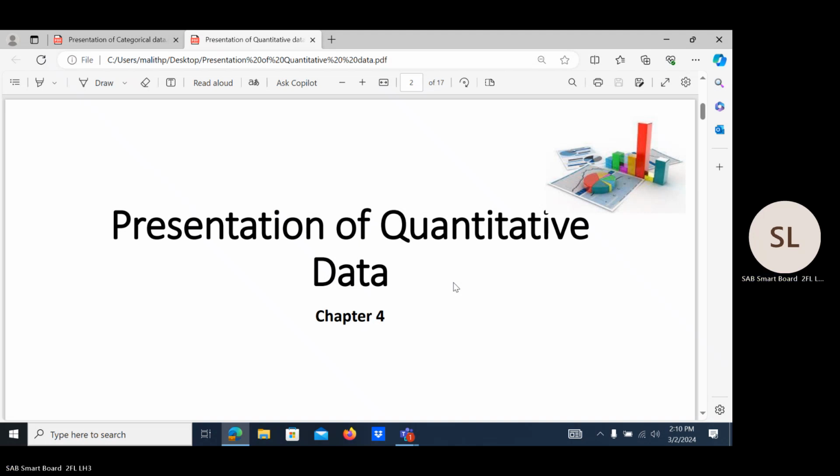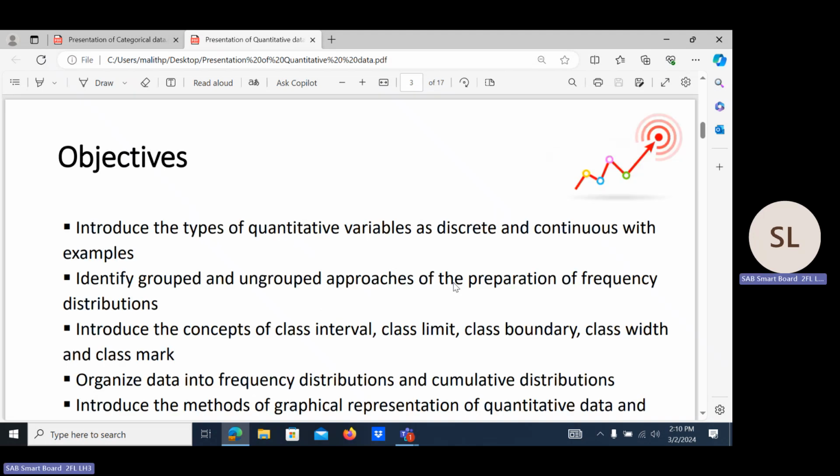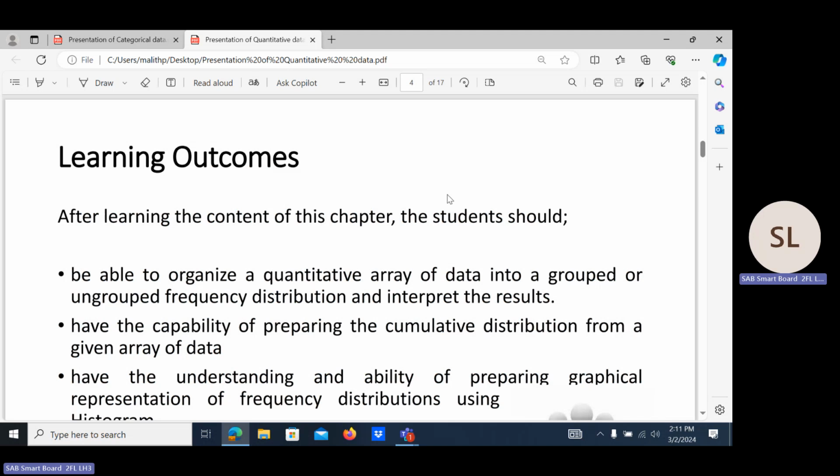These are the objectives. Introduce the types of quantitative variables. Now you know what the discrete and continuous variables are. Then identify the grouped and ungrouped approaches to the preparation of frequency distribution. Introduce the concepts of class intervals, class limits, class boundaries, class width, those things. Then these are the learning outcomes.